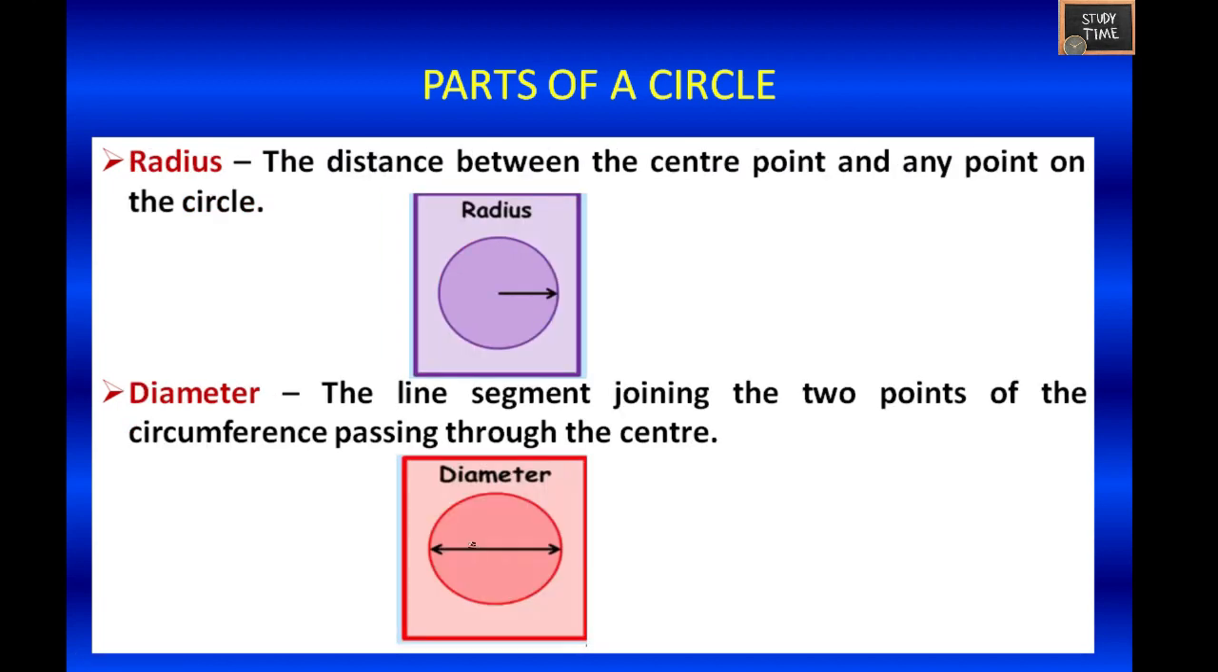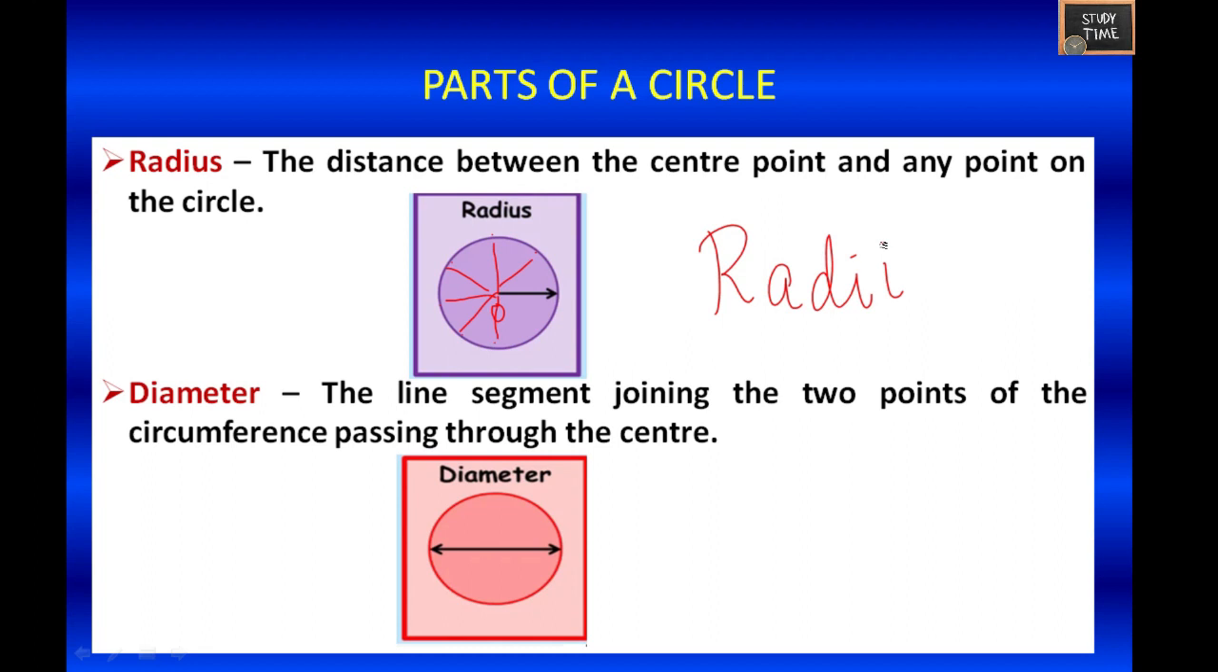What is the radius? The distance between the center point O and any point on the circle. It can be here, it can be here, it can be here. Any point on the circle. This can be a radius, this can be a radius. The plural form of radius is radii. You can draw many radii on a circle.